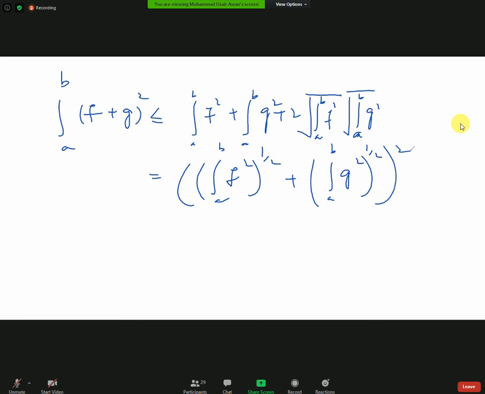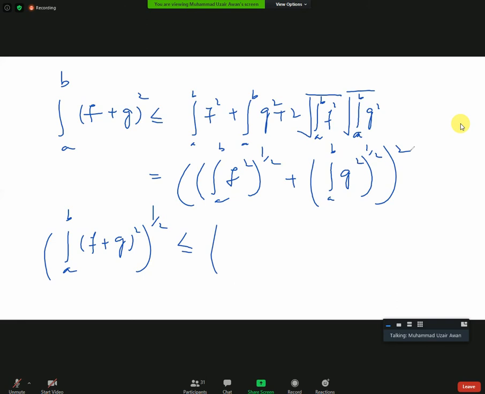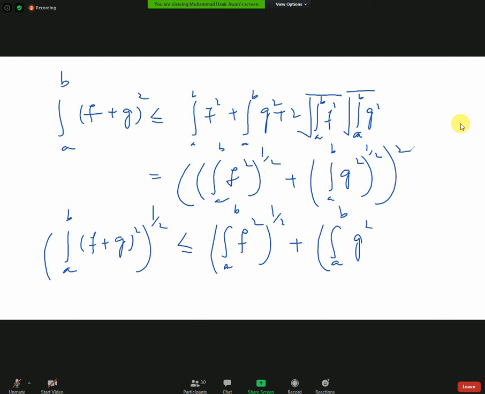Now if we take under root on both sides, then we get a to b f plus g 1/2, which is less or equal to a to b f square 1/2 plus a to b g square 1/2. And this is your Minkowski's inequality. This completes the proof.